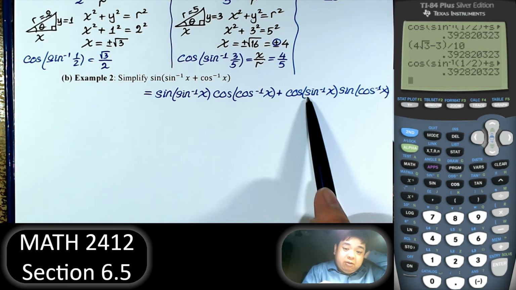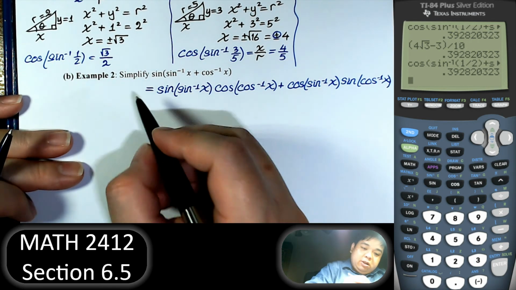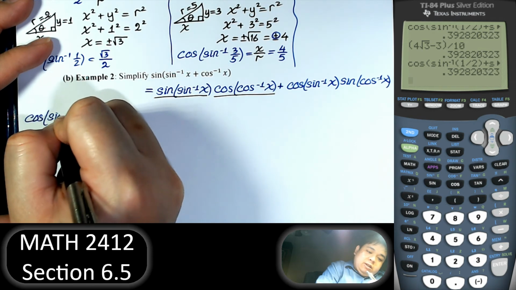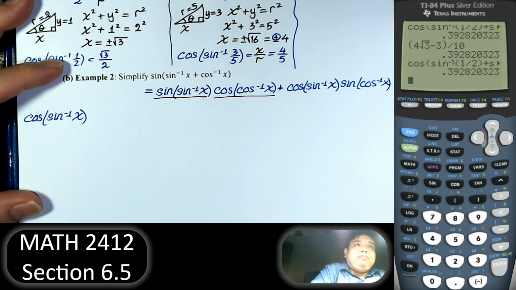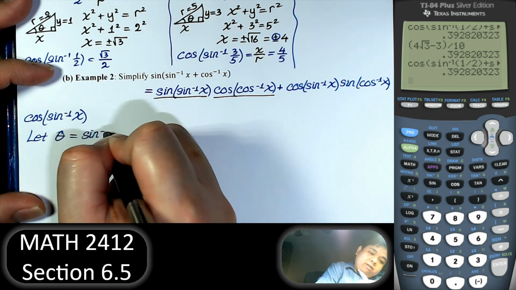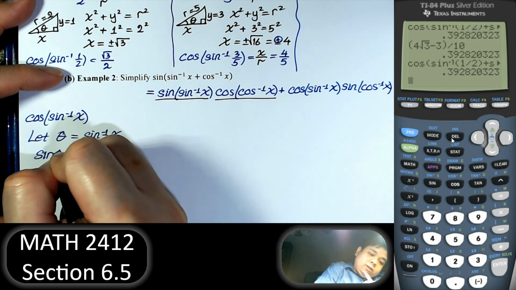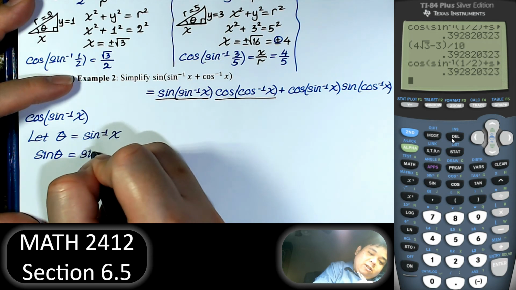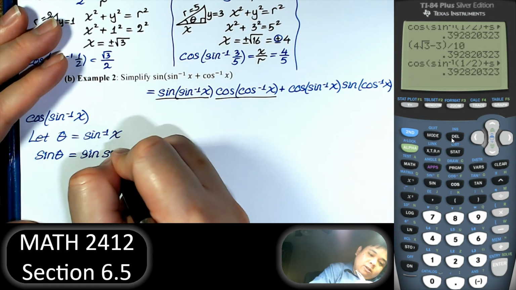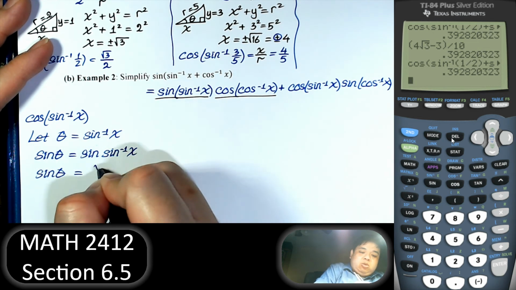Now, all we need to do is find cosine of sine inverse and sine of cosine inverse. Well, that's exactly what we did here with the triangle. So we know this one and this one. Just need to find these two. Cosine of sine inverse of x. All right. So let theta be the inverse function. So if we want to simplify that, we cancel the inverse. We take sine on both sides. That cancels out, we have sine theta equal to x. Let's just write x over 1.